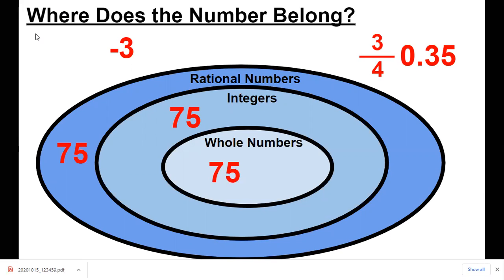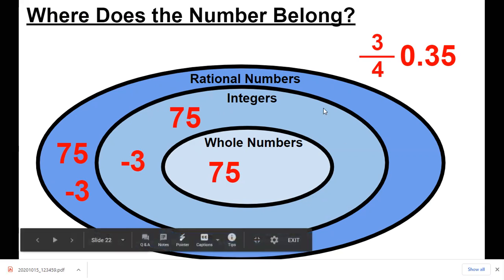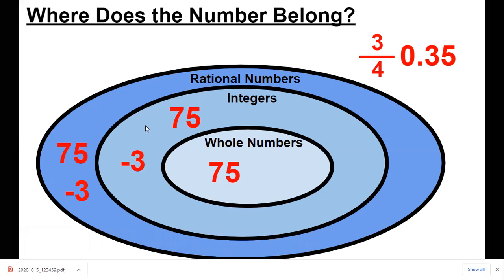How about -3? Where does that belong? That is an integer. It is not a whole number, but it is also a rational number. So remember, if it is in the bigger circle, it's included in the bigger circle as well as the smaller circle. So -3 is an integer and a rational number. Remember, integers are all of the positive whole numbers and the negatives.